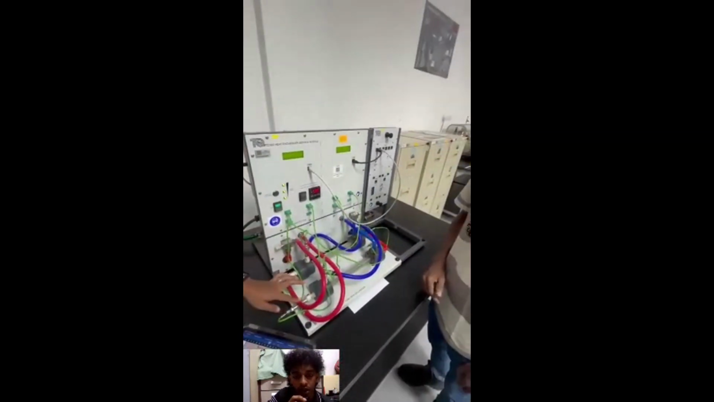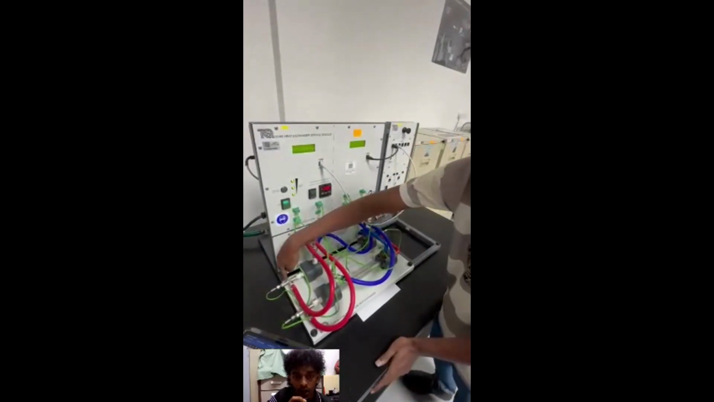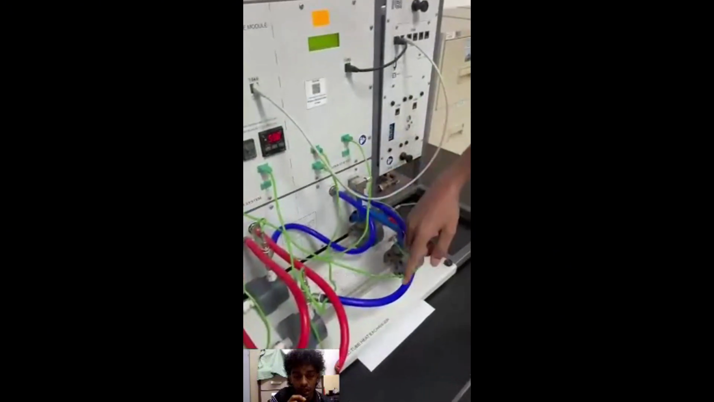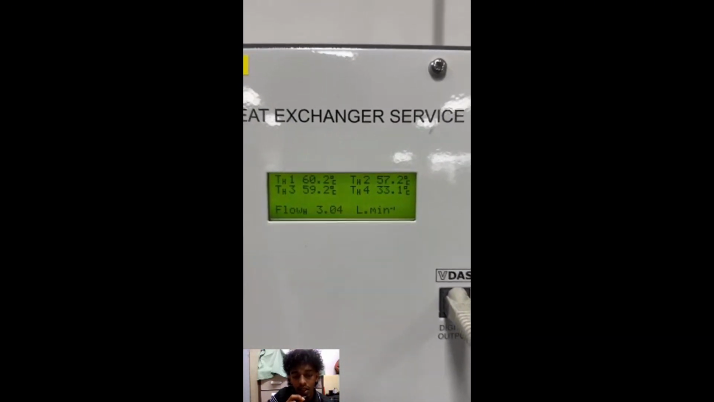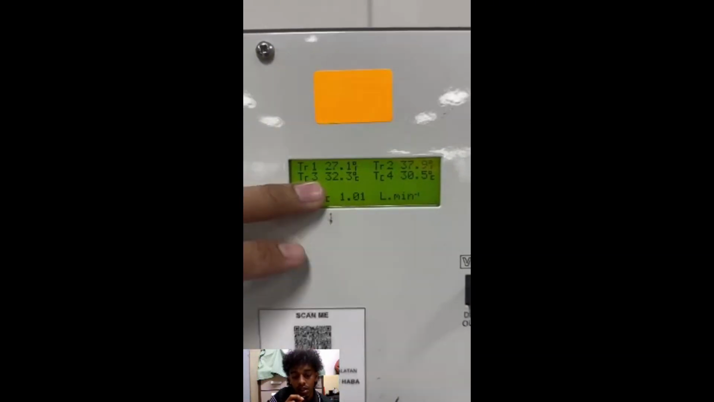In the parallel flow configuration, the hot and cold water are arranged to flow in the same direction through the heat exchanger. The hot water flow rate is maintained at a constant 3 liters per minute. Meanwhile, the cold water flow rate is varied in stages from 3 liters per minute, 2 liters per minute, 1 liter per minute, and 0.5 liter per minute. For each setting, water is left to circulate for approximately 5 minutes to allow the system to stabilize. After stabilization, temperature readings are taken from various points on the heat exchanger.